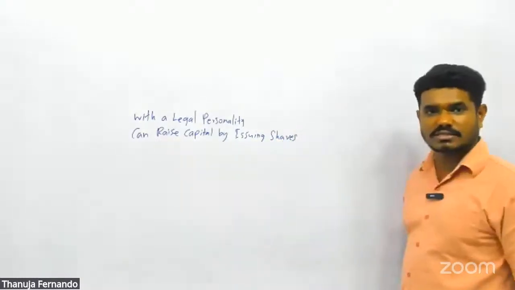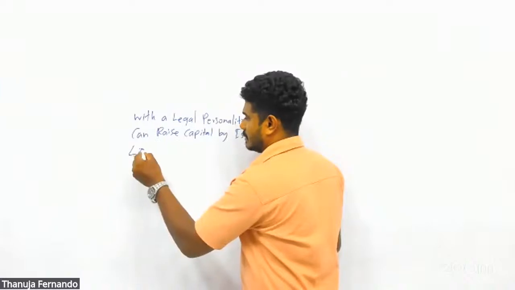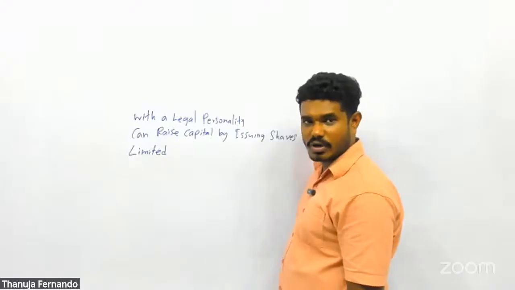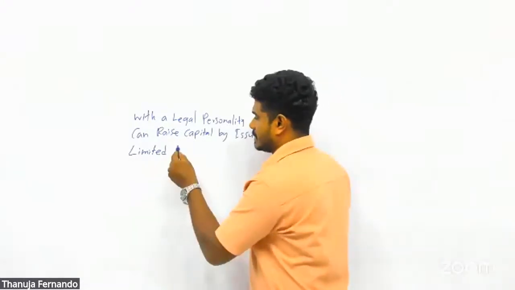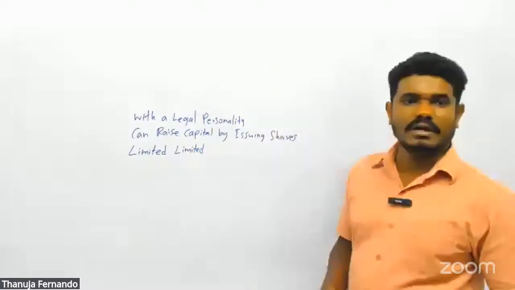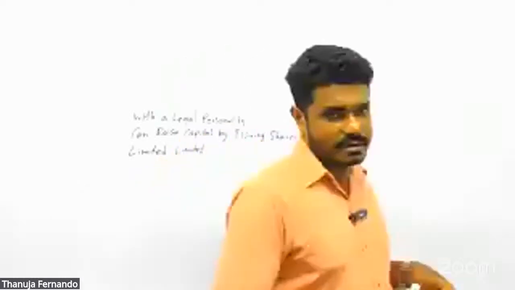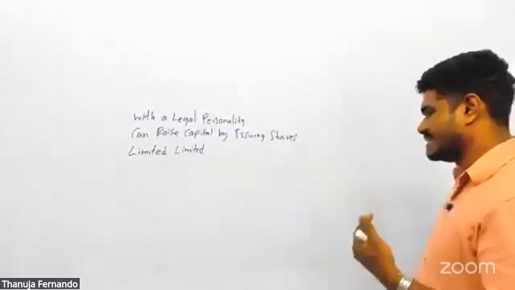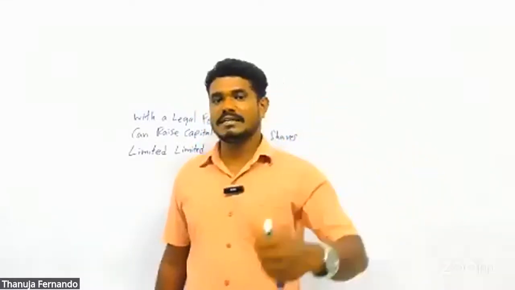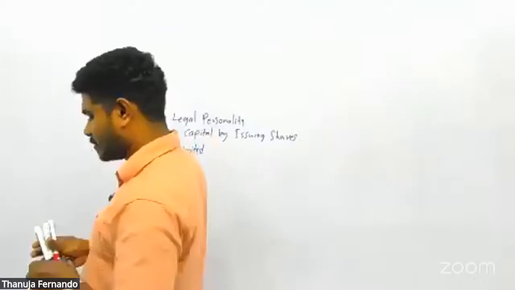Capital by issuing shares, and the liability of the shareholder being limited, is an incorporated company. Incorporated company means a firm which is required to register under the Company Act number 7 of 2007. We have already discussed the Company Act number 7, right?